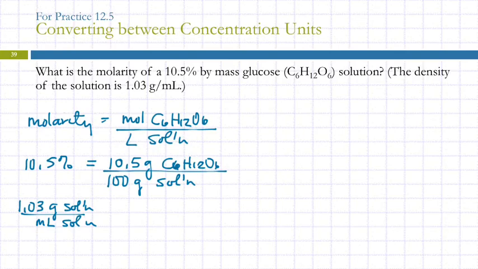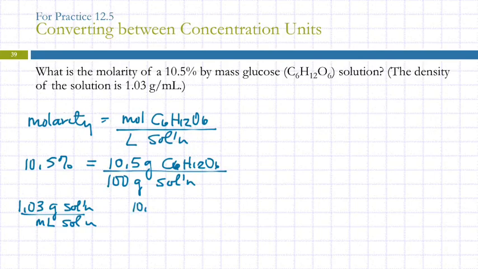So what we can do is we can just choose an amount to make things easier. There's other ways to do it, but this seems to work better for most students. So let's say we choose 100 grams, right? We're just going to look at a 100-gram sample. How many grams of glucose are in 100 grams? 10.5. So to get the moles, we just need to take 10.5 grams and convert it to moles.